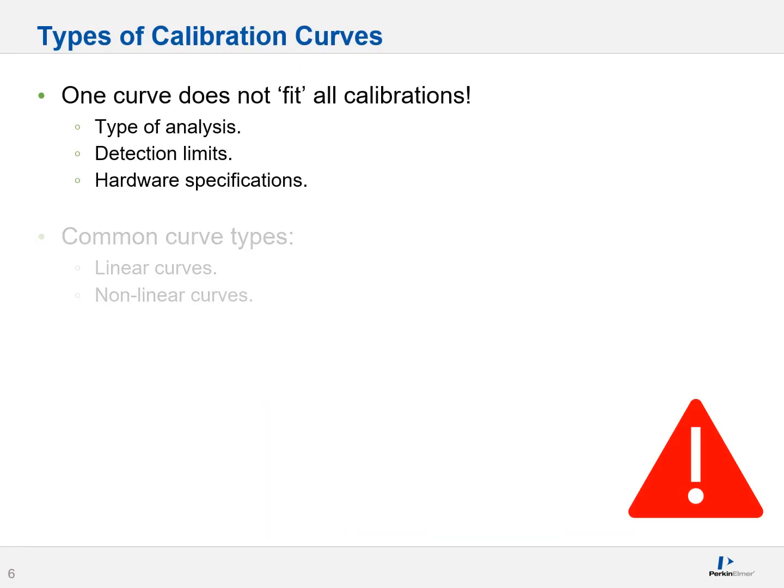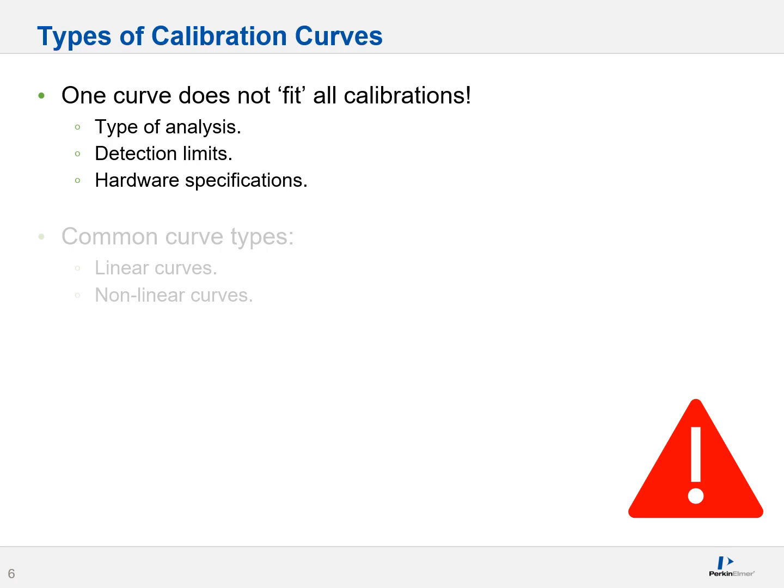Now, here's the issue. Do you notice that the calibration curve in the last screen was kind of linear, kind of straight? Well, that's not always the case. Curves can be curvy. They can be U-shaped. They can be sigmoidal. They can be all over the place. How do you know which type of curve to fit to your points? How do you know that your points are linear or not? Well, this depends on the type of analysis you're conducting, the detection limits, and the hardware specifications.